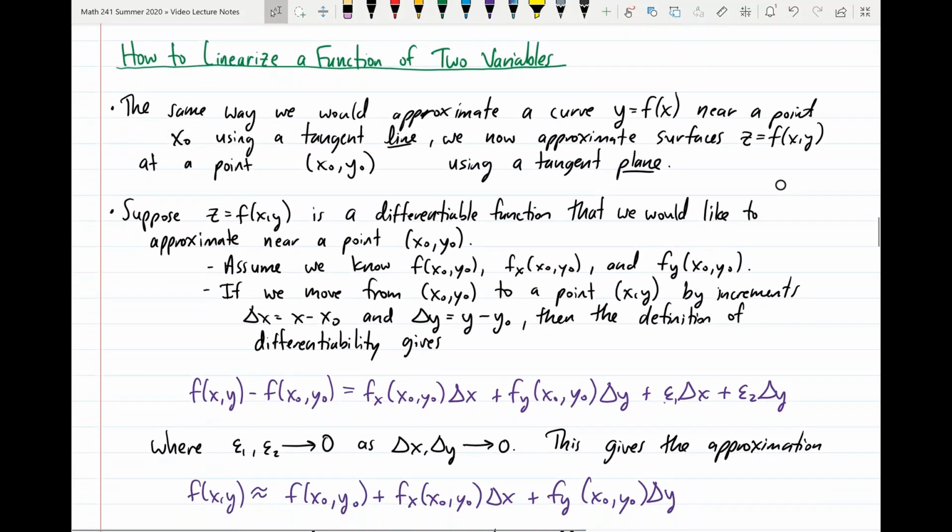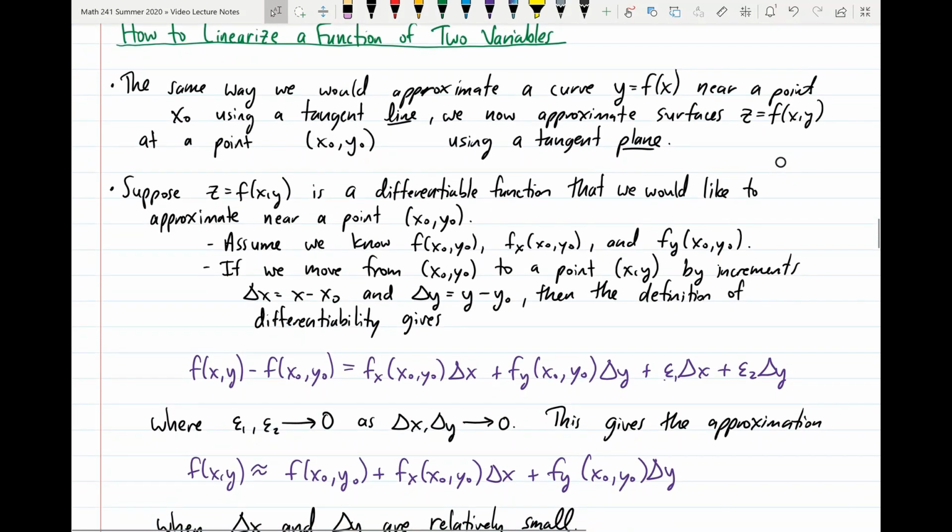And ultimately we will call this a linearization of a function of two variables. So suppose that z equals f of x, y is some differentiable function, and we would like to approximate the function near a point x naught, y naught. What do I mean by approximate the function? I mean that we pick some other function such that when the point x, y is sufficiently close to the point x naught, y naught, then that other function is going to give us a relatively good estimate of what we would get when we plug that point into f of x, y.